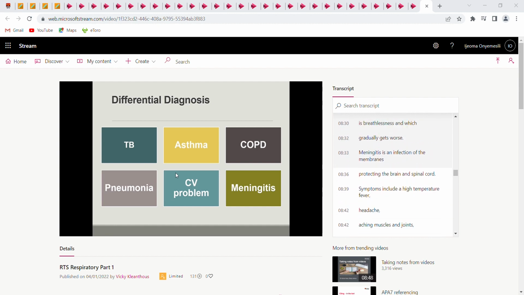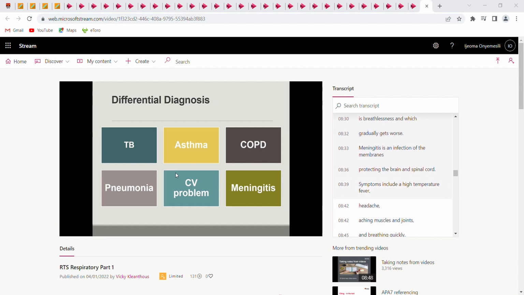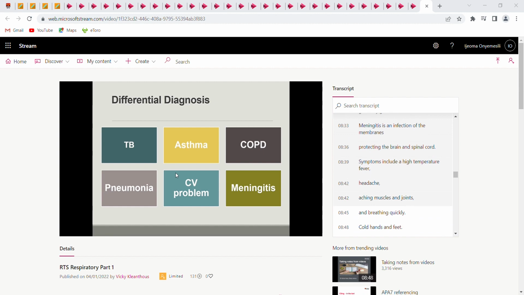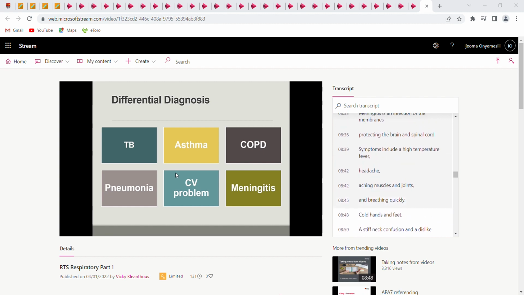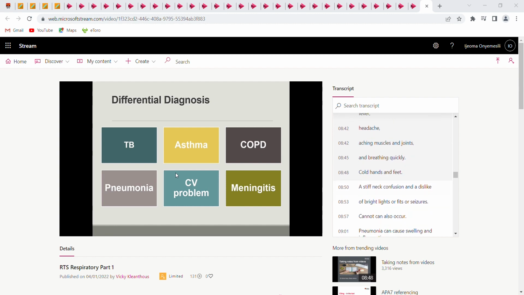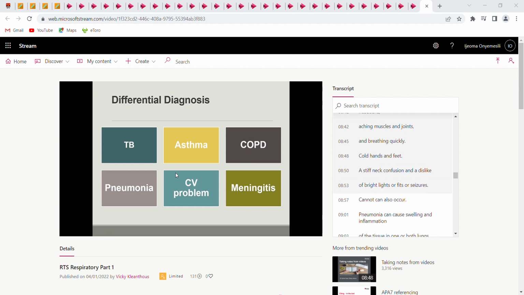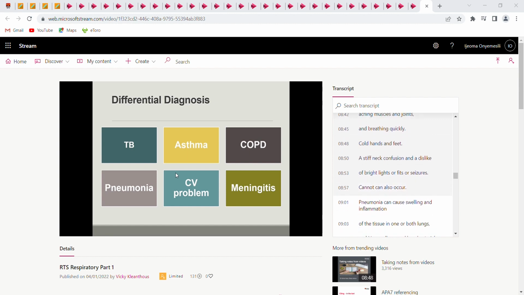Meningitis is an infection of the membranes protecting the brain and spinal cord. Symptoms include a high temperature, fever, headache, aching muscles and joints, and breathing quickly. Cold hands and feet, a stiff neck, confusion, and a dislike of bright lights, or fits or seizures can also occur.